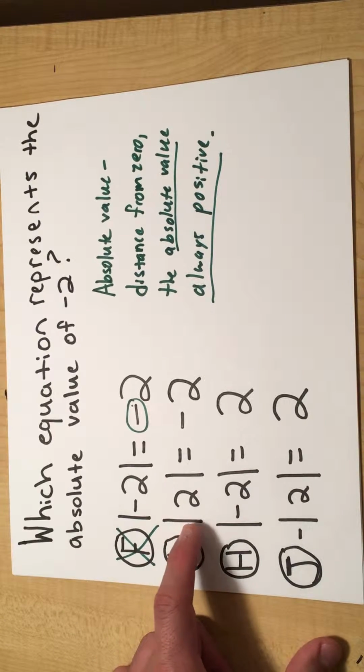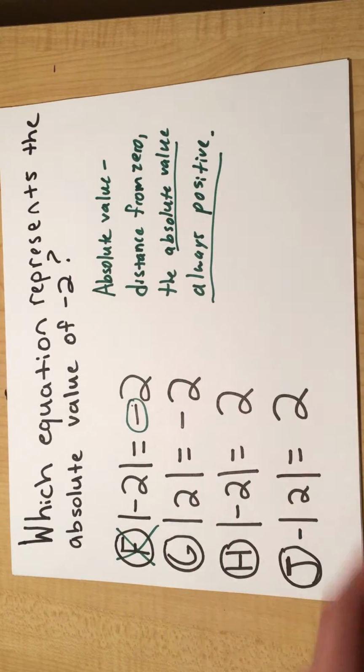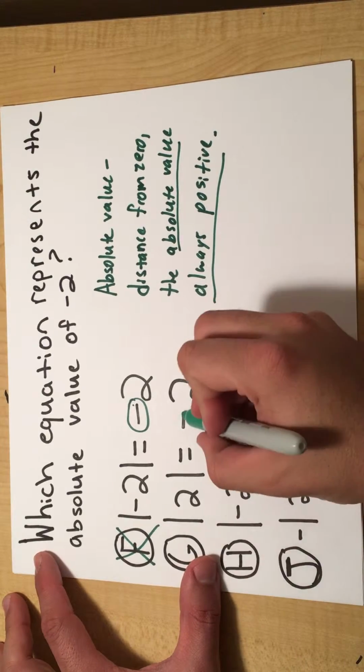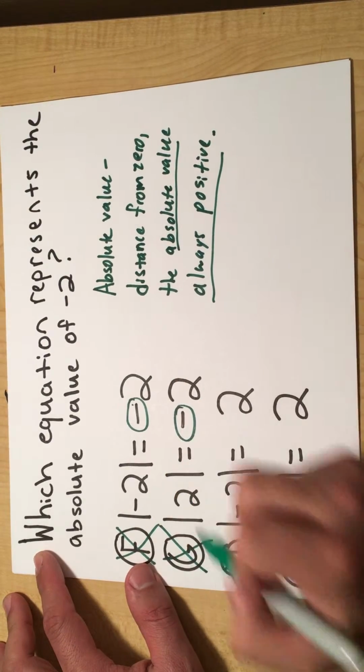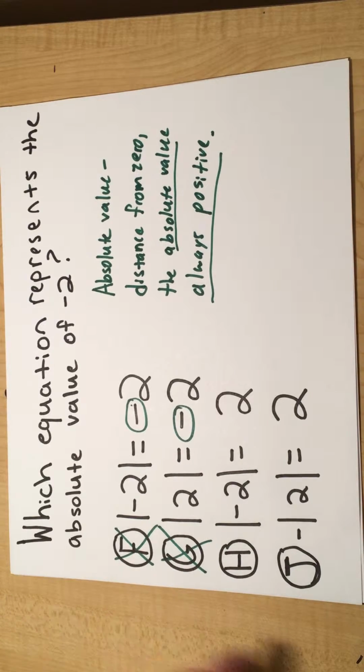The absolute value of 2. We got to remember the absolute value of a number is always positive. So is this number here positive? We have a negative sign in front, so this one would make this answer choice false. Cannot be true. Now let's check H.